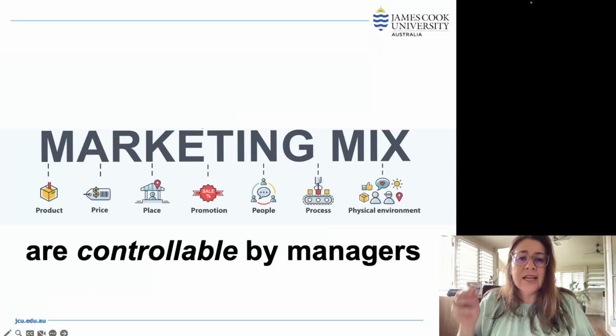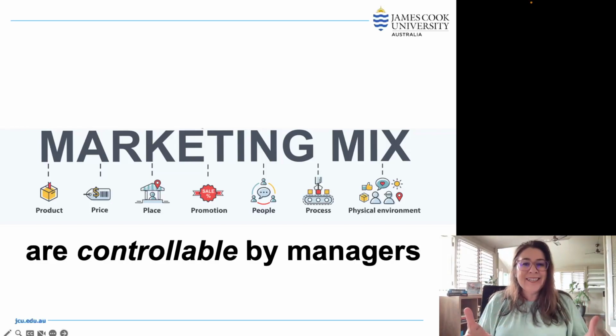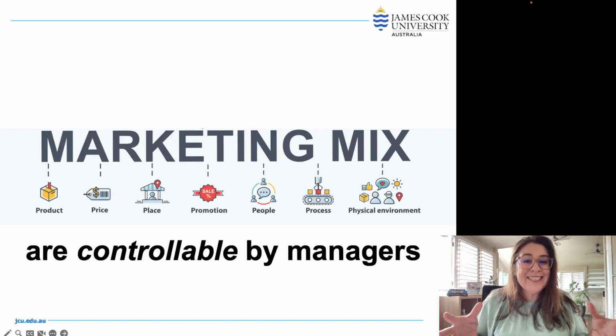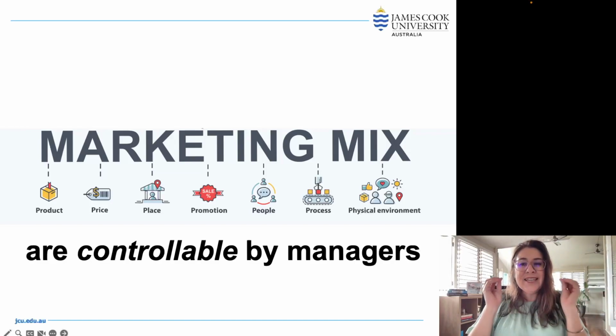The key characteristic of any marketing mix variable is that it's something that the manager or the business can control. For example, tangible product features or intangible exchanges between employees and customers. In other words, the marketing mix variables are controllable by the business.